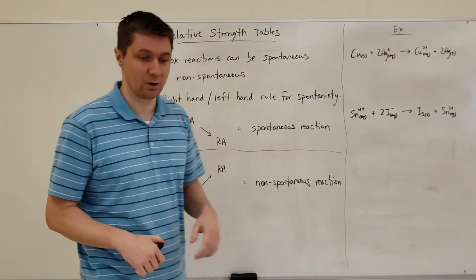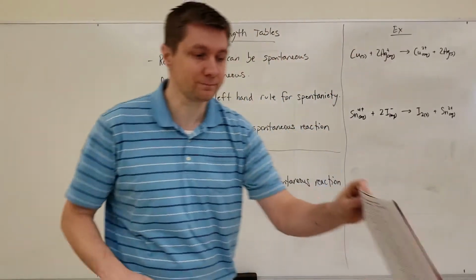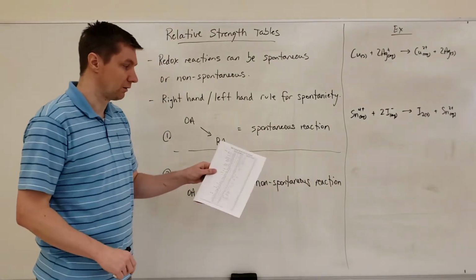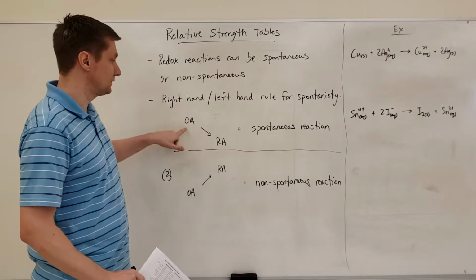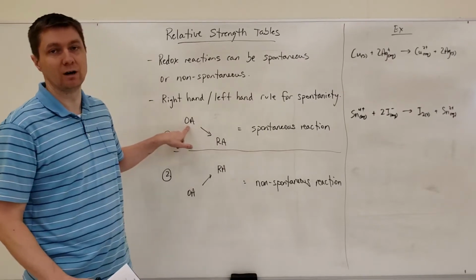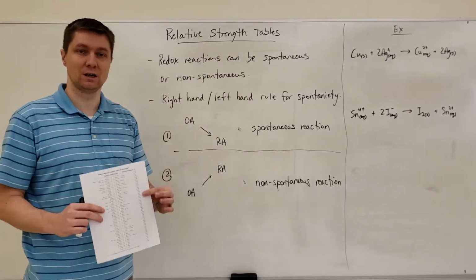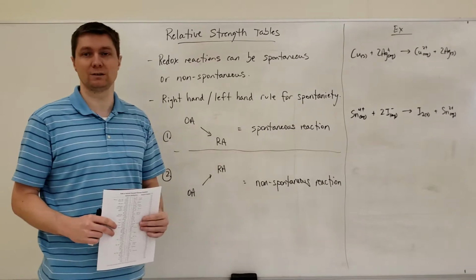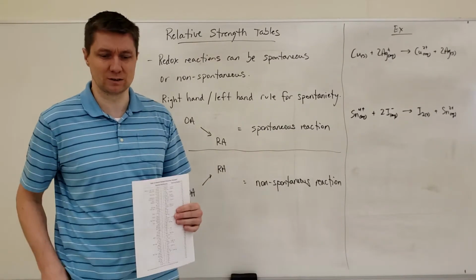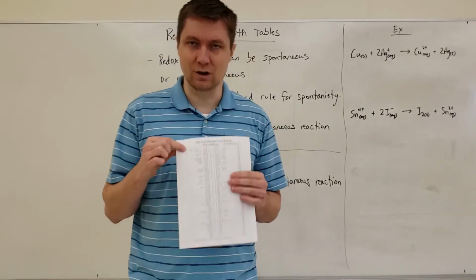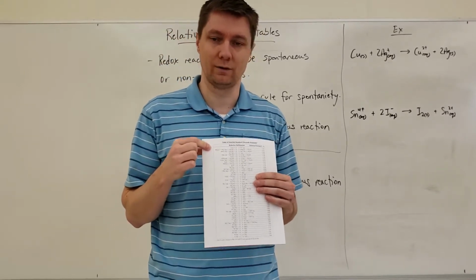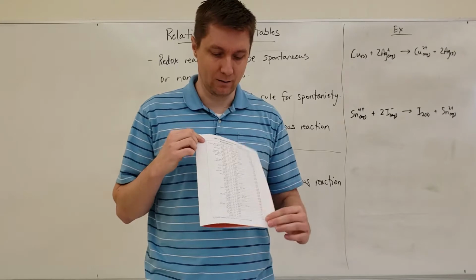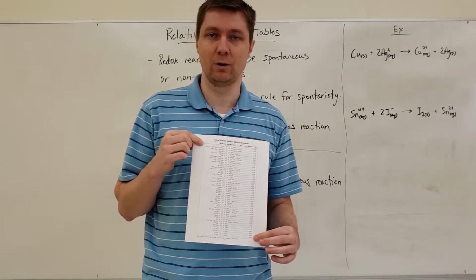So if you turn to page 7 in your data booklet, right here, we've got our reduction half reaction table. And the rule is that if my oxidizing agent is above my reducing agent on the table, then that's going to give a spontaneous reaction. And this makes sense because I know that my strongest oxidizing agents are over here in the top left-hand corner of the booklet, and my strongest reducing agents are down here in the bottom right-hand corner.